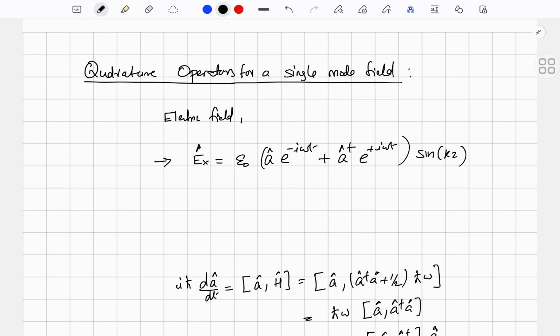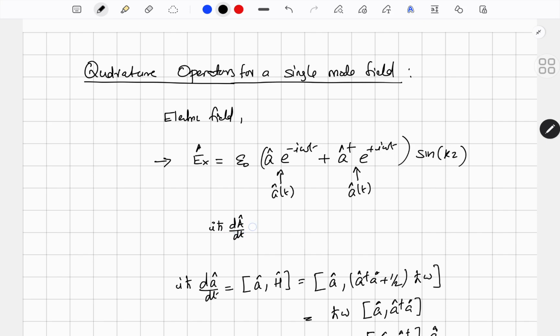So we have seen that the electric field operator can be represented as E_x = E_0 (...). In general, we can write it in terms of A of t, which is called the annihilation operator, and A dagger of t. And I have explicitly given the time dependence of A of t and A dagger of t just by using the Heisenberg picture. So according to the Heisenberg picture, the equation of motion is iħ dA/dt.